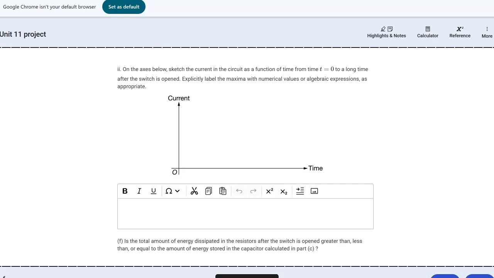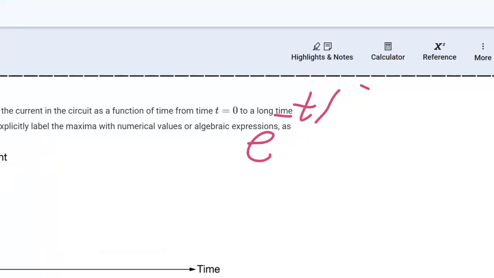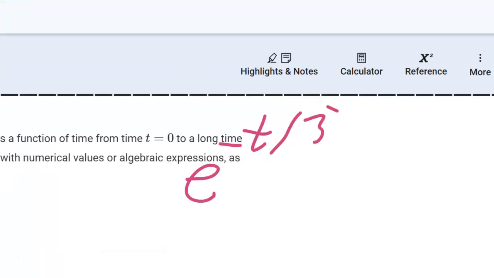Explicitly label the maxima with numerical values. Okay, well, we know it's going to be starting at the max, 2V0 over 9R, and then it's going to exponentially decay. So our equation is going to have e to the minus t over 3RC.